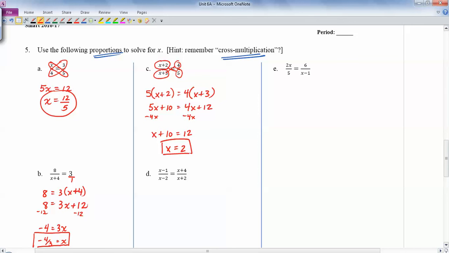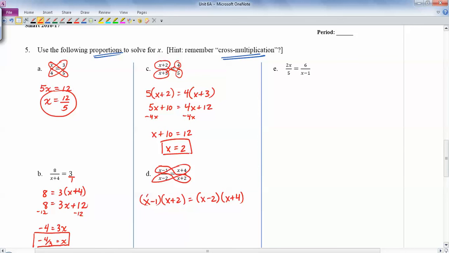Okay, so let's cross multiply in D. So it's these two put together equals these two put together. So it's x minus 1 times x plus 2 equals x minus 2 times x plus 4. And then these guys, you're going to have to FOIL each side.